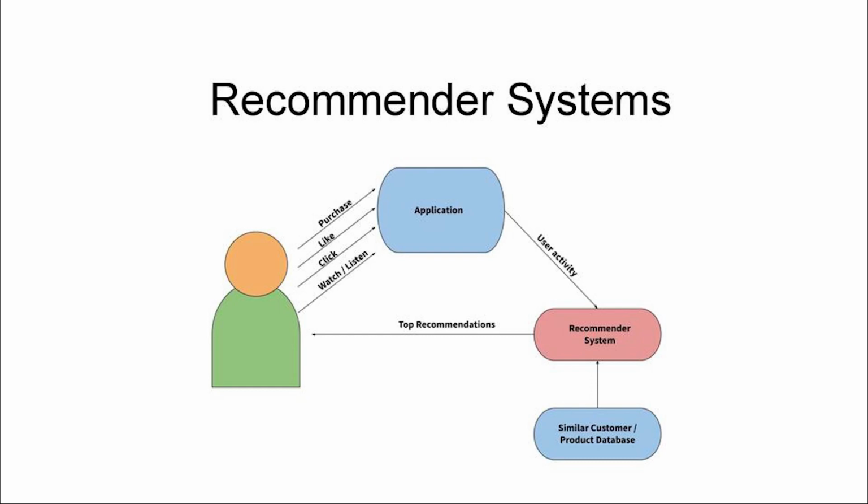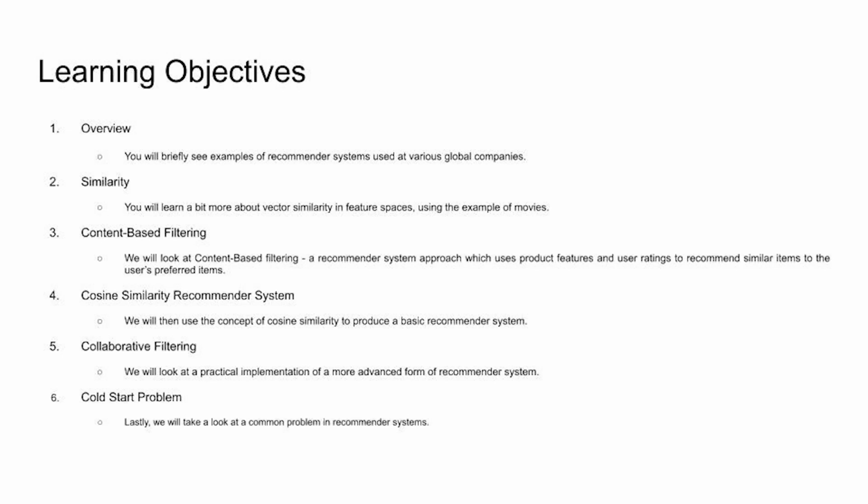In the next few slides we'll go over the overview of the course and the learning objectives. We will now take a minute to look at the structure of the course and the learning objectives. In the first section of the course we'll have a brief overview of Recommender systems used at global companies. In the second section of the course we'll look at the fundamental concepts of similarity and feature spaces.